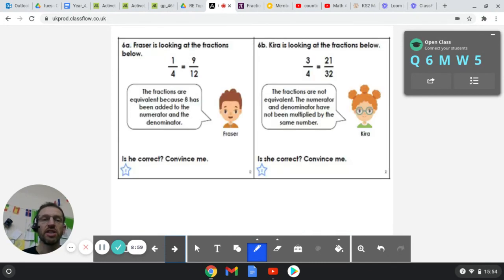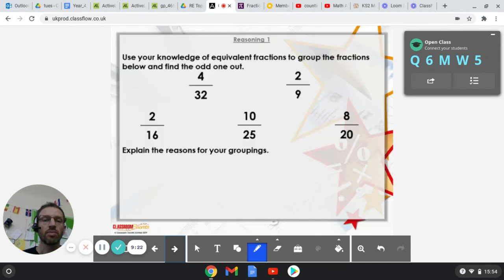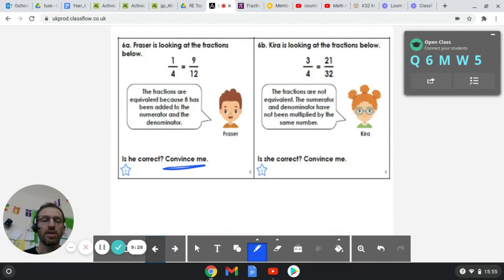Last one for the spiciest, 6A and 6B. You've got to explain whether people are correct or not. You have to convince me, okay? So that means a sentence and work it out. We won't do that one today. We'll come on to that one next time.